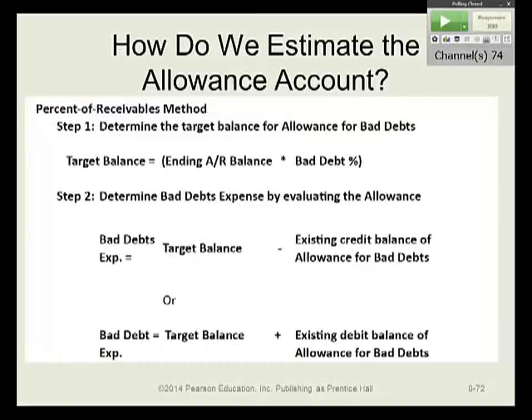The target balance is the balance I have to have in the allowance for bad debts. So I take a percentage of receivables, and that becomes the target balance. If I have a credit balance in that account, I reduce the bad debt expense. If I have a debit balance, I increase it. Let me show you what that means with a very simple example.